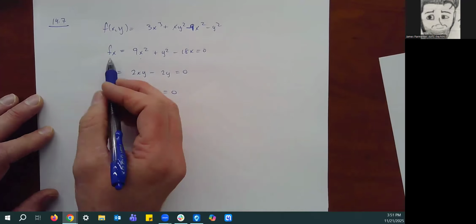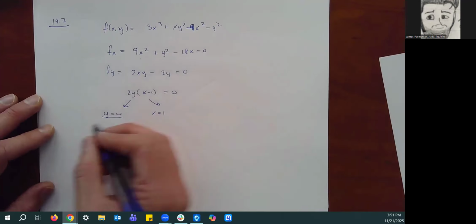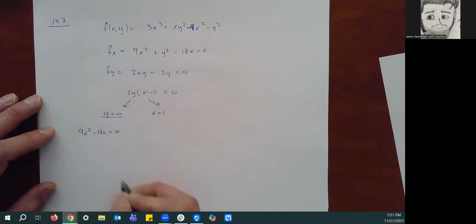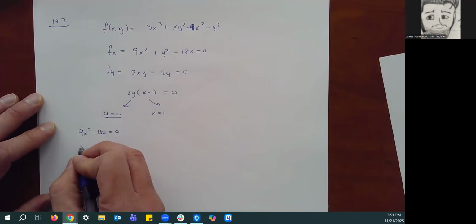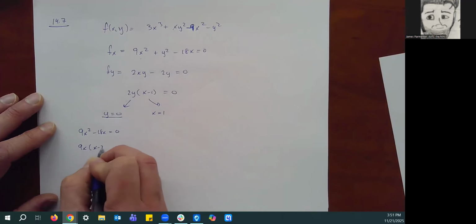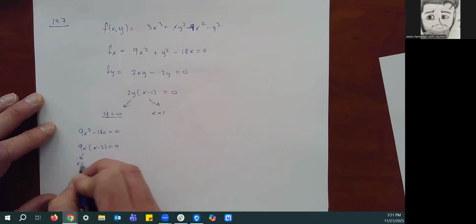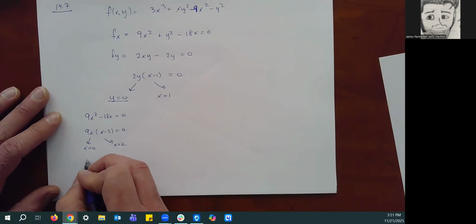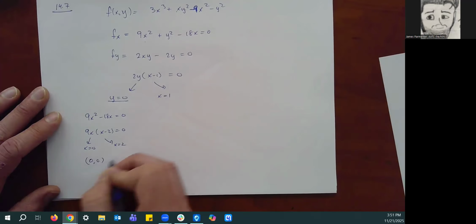So we take y equal to 0 and plug it into the first equation. We're still going to get 9x squared minus 18x equal to 0, and we're going to get 9x times (x minus 2) equal to 0. So we still get x equal to 0 and x equal to 2. And so we end up getting (0, 0) and (2, 0).